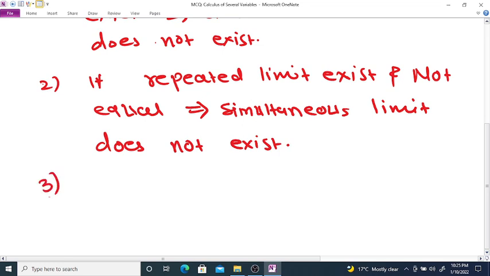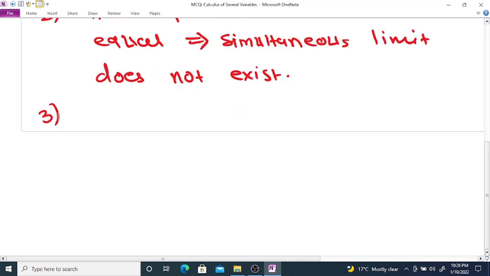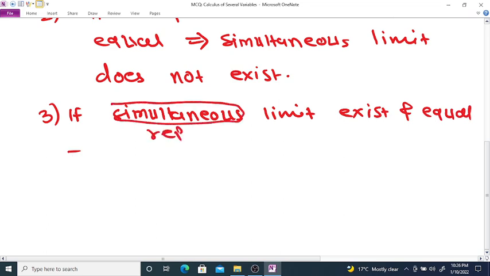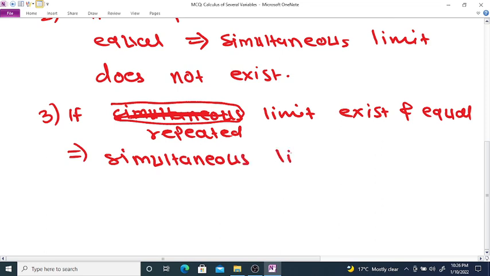And number 3: if the repeated limits exist and are equal, then the simultaneous limit may or may not exist.